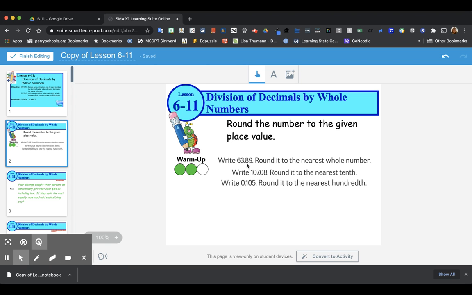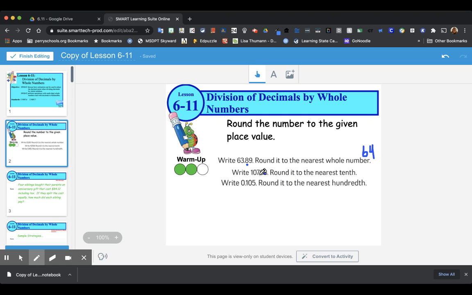For the first one, 63 and 89 hundredths, it was supposed to round to the nearest whole number. So when we're looking at that, remember that 8, the tenths place, is going to tell us what to do with the ones place. And so I know that 8 is larger than 5. So this is actually going to round up to 64.